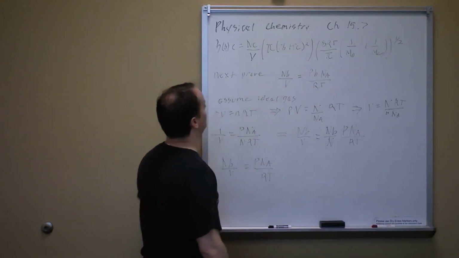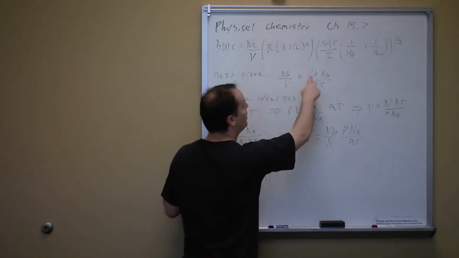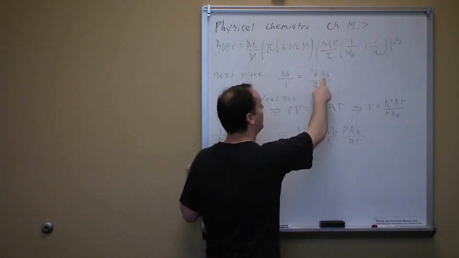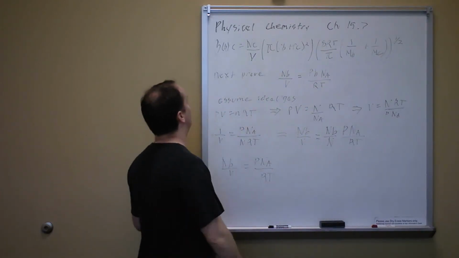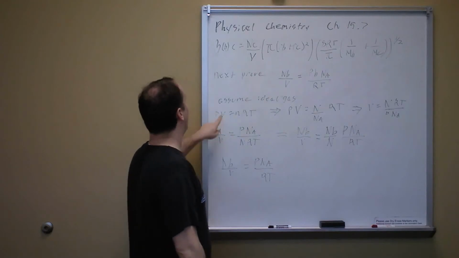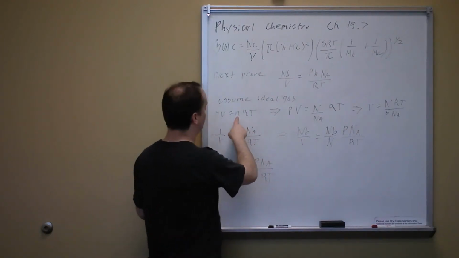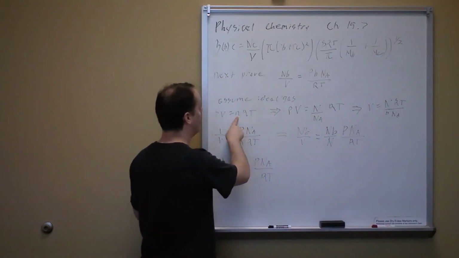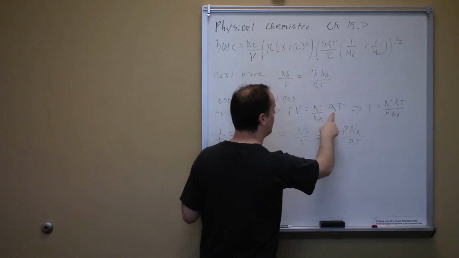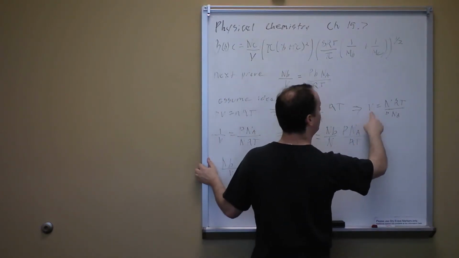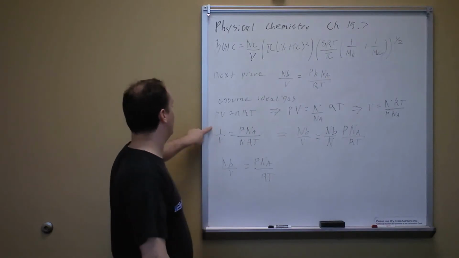So now we're going to prove that the number of molecules of B divided by the total volume is equal to the pressure of B times Avogadro's number divided by the gas constant R times temperature. What we're going to do is assume we have an ideal gas. So we're going to start with PV equals nRT. We know that lowercase n is just the number of molecules divided by Avogadro's number. So we get PV is equal to n over Na times RT. We're going to solve for V, and we get V is equal to n RT over pressure times Avogadro's number.